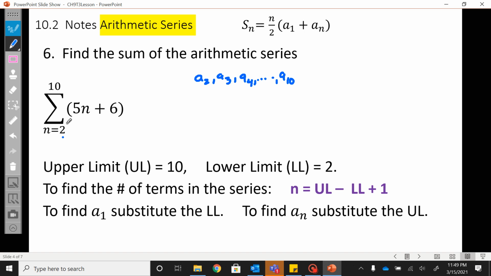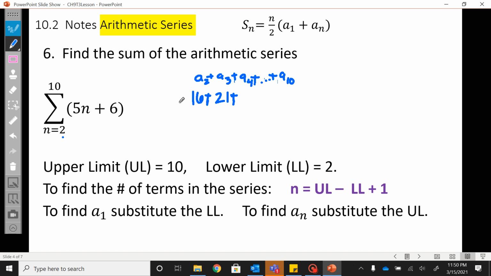If you plug in 2, 5 times 2 is 10, plus 6, so a2 is 16. If you plug in 3, so 5 times 3 plus 6, 15 plus 6, 21. 21 is a3. Sorry, these should have plus signs in between them, actually, because it's a series, so we're adding them all together. So a2 plus a3 plus a4 plus and so on to a10.